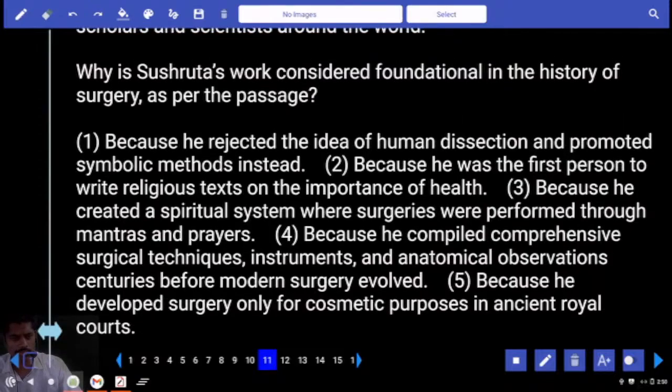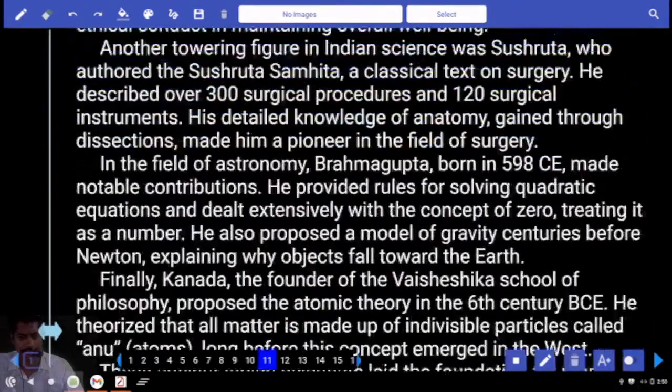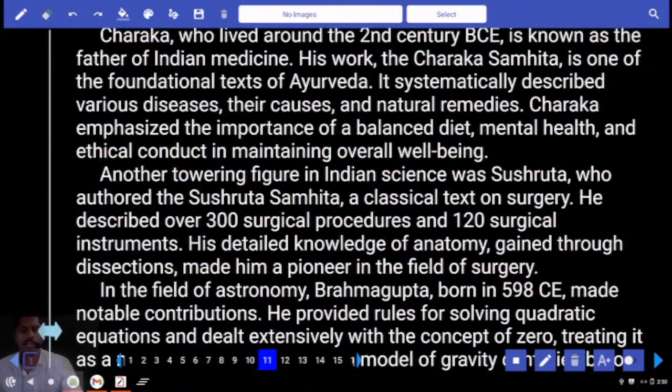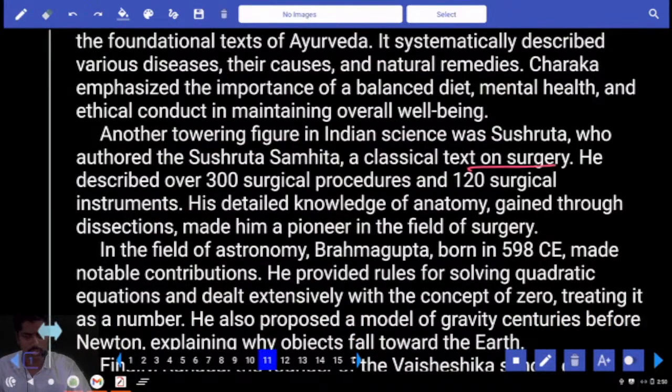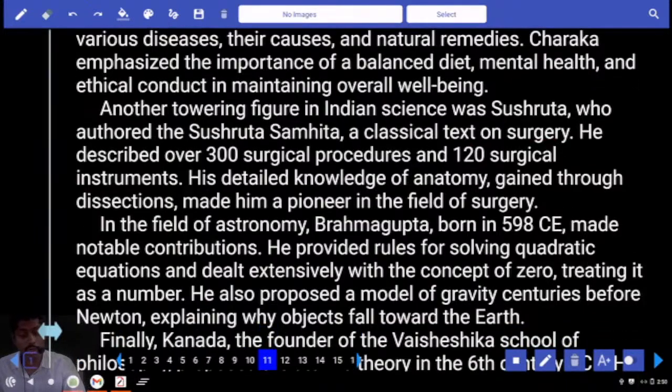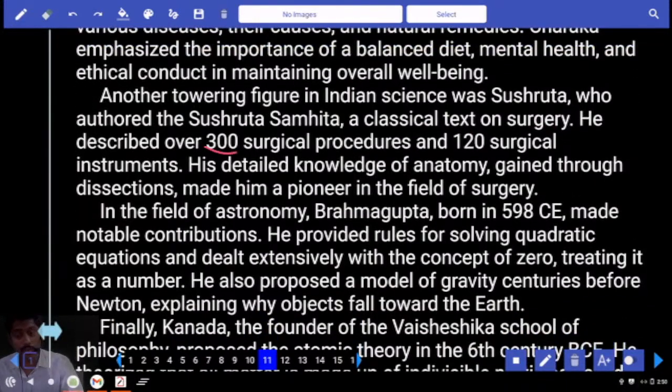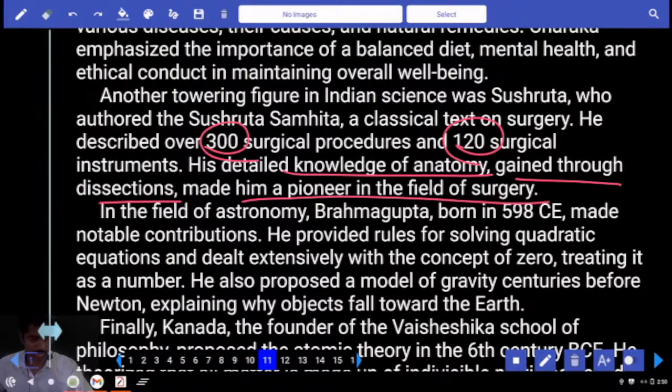Sushruta's work considered foundation in the history of surgery. Why? Another towering figure in Indian science was Sushruta, who authored the Sushruta Samhita, a classical text on surgery. It described over 300 surgical procedures and 120 surgical instruments. He detailed knowledge of anatomy gained through dissections made him a pioneer in the field of surgery.